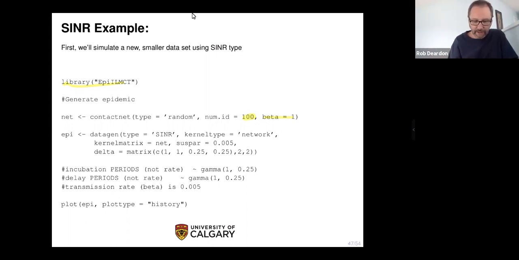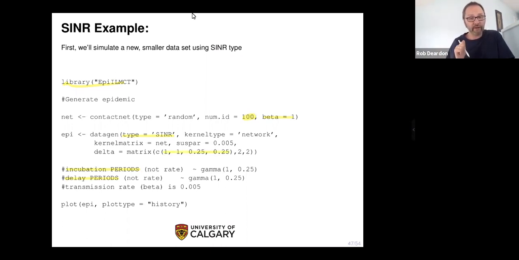The type of model I have here is an SINR. Okay, the kernel type is network. Don't think anything else has really changed, except now we need to put a prior on, well, actually what we do here is we put a prior on the incubation and delay periods. It's not actually on the rate. So you need to invert that to think of what the prior is on the rate. And that's defined up here.